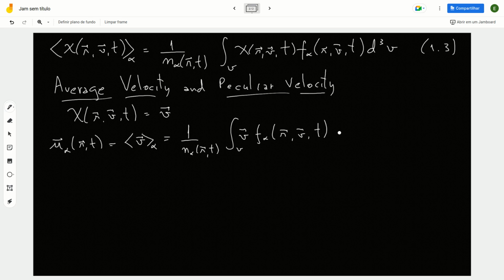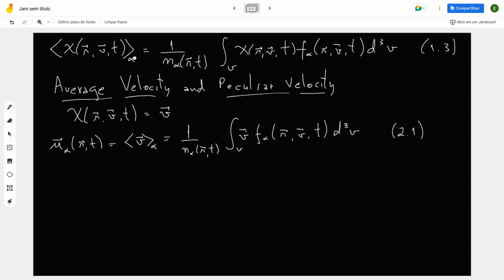This is one of the most important averages that we are going to use. So let's take note of it here. This is 2.1. Remember that R, V, and T are our independent variables in this context. And if chi does not depend on V, we have the average.